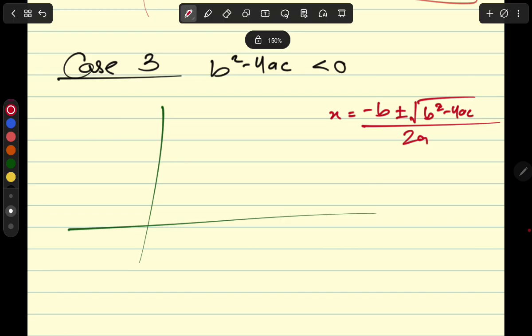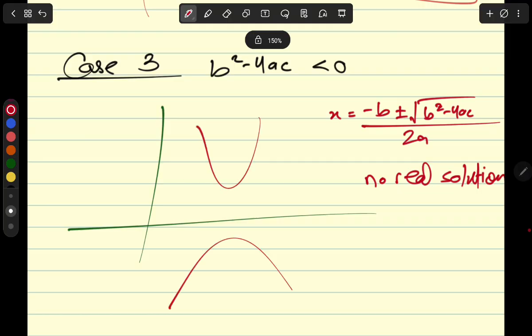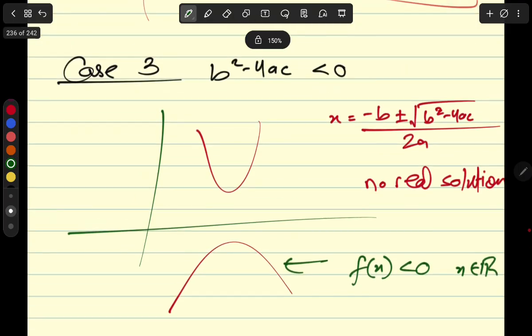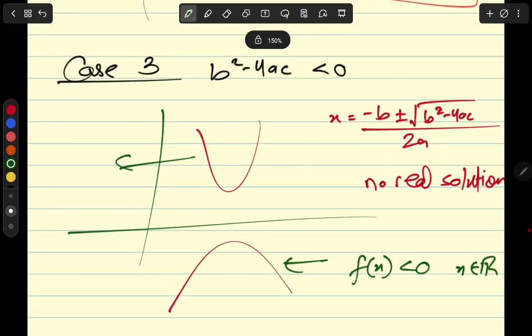But let's not go there. We will just take it as it is, and we will say that there are no real solutions or no real roots, right? Which means that your graph either goes like this or goes like this. If your graph goes like this, you will say that for every value of x, the function of x is negative for all real values of x. And if your graph goes like this, then you will say that for all real values of x, your function is positive, right?